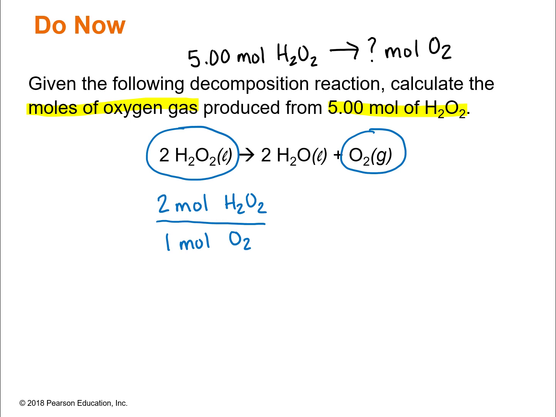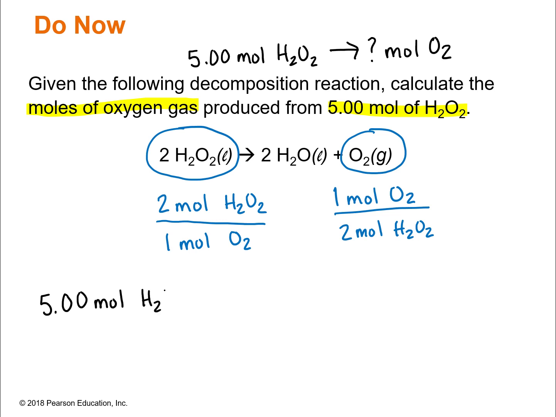The second ratio is just the reciprocal. You write 1 mole of oxygen gas on top, 2 moles of hydrogen peroxide on the bottom. So that's the refresher on how to write our mole ratios. Then we set up the problem.